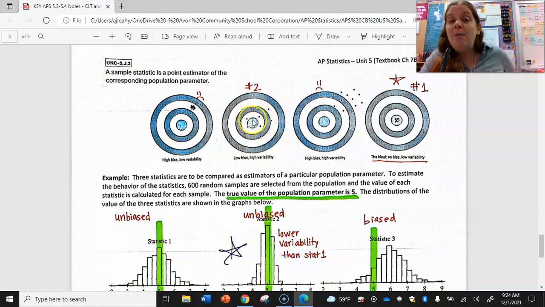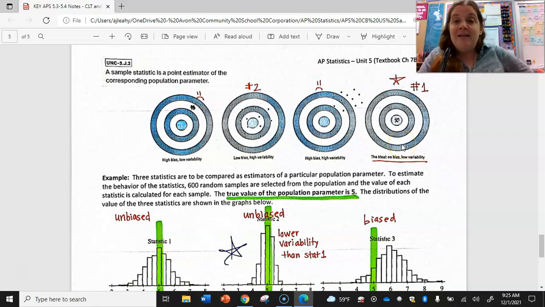This one has low bias. If you see, it's centering on the bullseye, but it has high variability, which means even though we're close to that answer, it's not very good. Okay, so it's not a very good answer here, because it's on the bullseye but it's got this wide variability. This one has high bias and high variability. I don't like this one at all. This one is the one we want. We want to center on the bullseye and have small standard deviation.